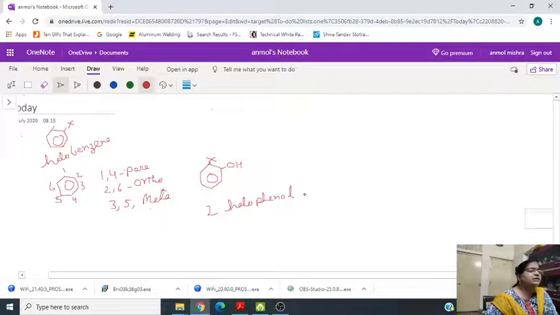Likewise, many more examples we can take. Next, you can practice from your NCERT book. Next is the nature of the C-X bond.